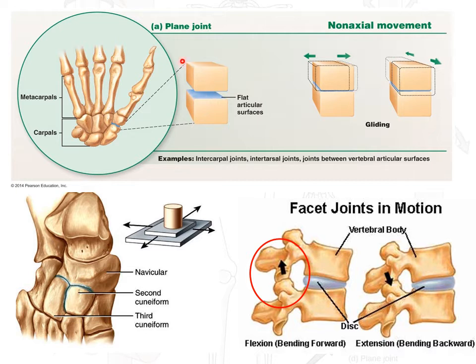The first type of joint here is called a plane joint. The definition and characteristic of that is two flat surfaces coming together. Those joints don't move too much, but they allow for gliding, which is called non-axial movement. It's kind of just these bones sliding back and forth on each other. We typically see this between carpal bones and between tarsal bones, the small bones in the foot. These are the tarsal bones. We also see this between the vertebrae, with the superior and inferior articular processes. So that's a plane joint, which allows for non-axial movement.